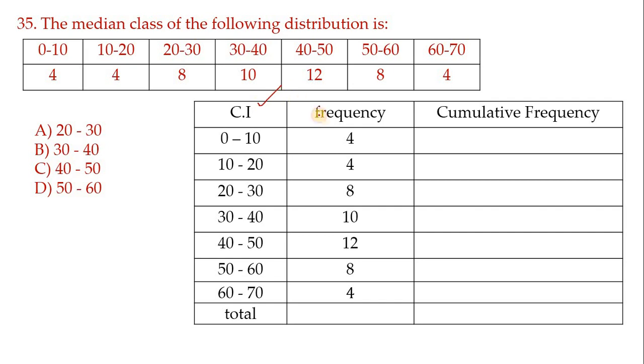Yeah, first column is class interval, second column is frequency. Now if we add all frequencies, we get 50, and 50 is equal to capital N also. Now let us find cumulative frequency. First number, write as it is.